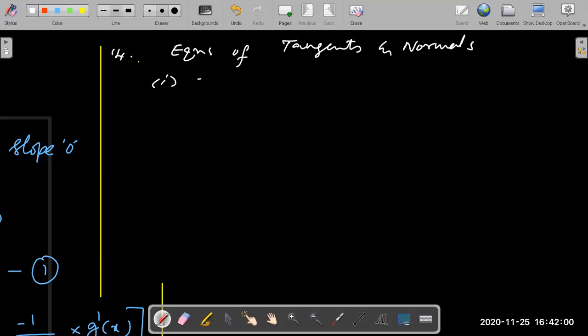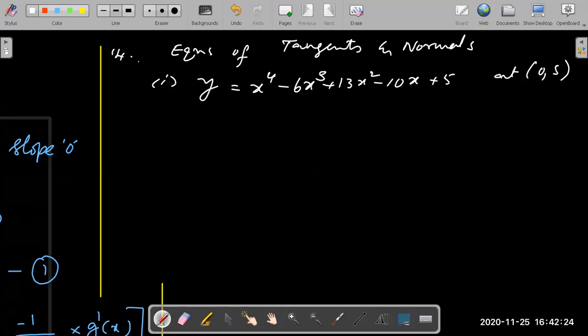Question number 1. First one is y equal to x to the power of 4 minus 6x cubed plus 13x squared minus 10x plus 5, and he wants us to find it at (0, 5). So we find dy/dx first, which gives the slope of the tangent: 4x cubed minus 18x squared plus 26x minus 10.